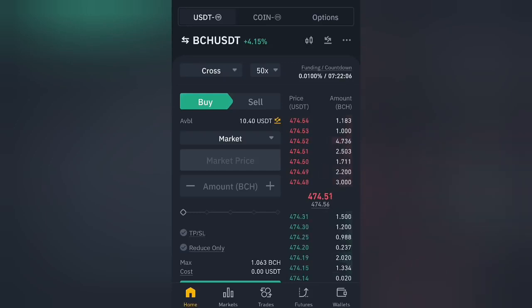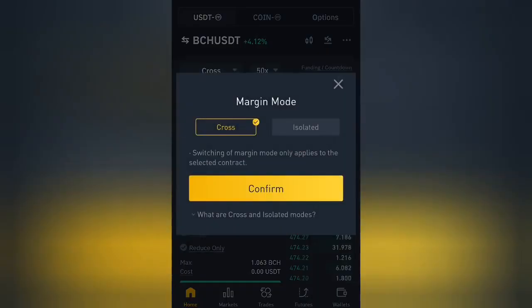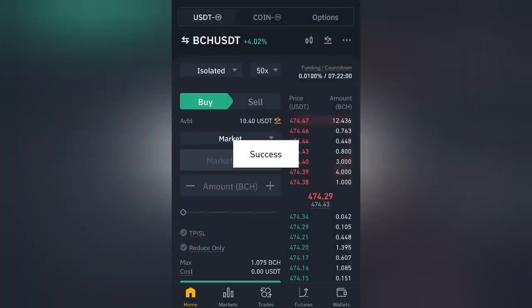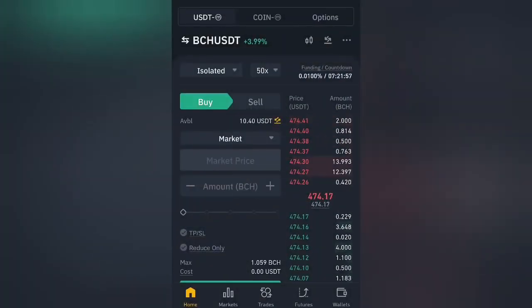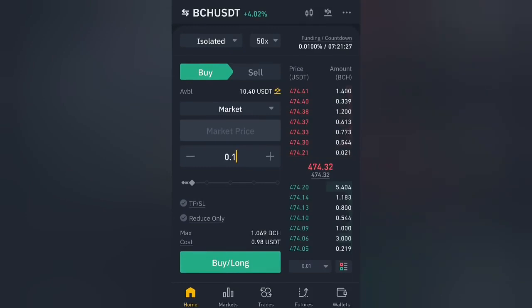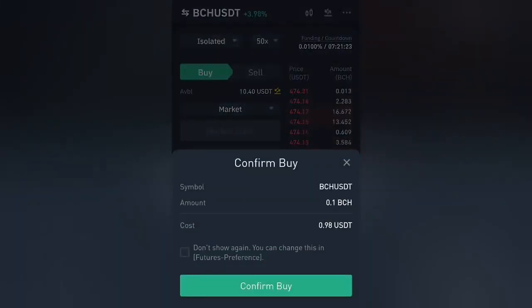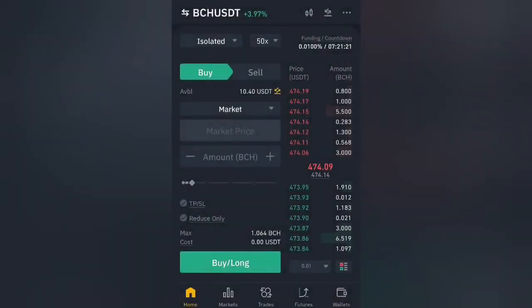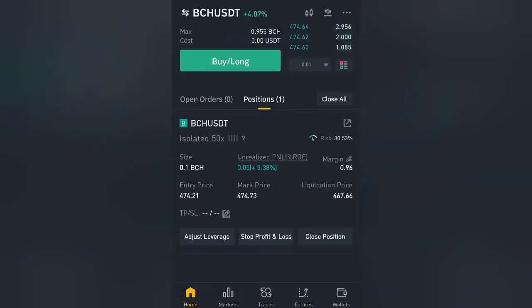Now if we switch it back to isolated margin, confirm. Right now I am on isolated margin. I want to buy 0.1 on market price using isolated margin. As you can see, I'm using 0.96 in the isolated margin, and my liquidation price is around 467.66.